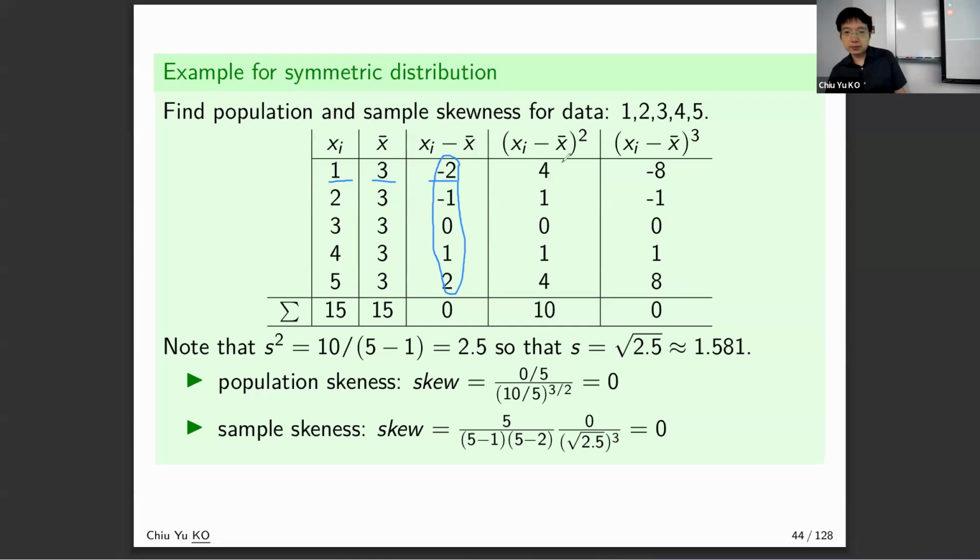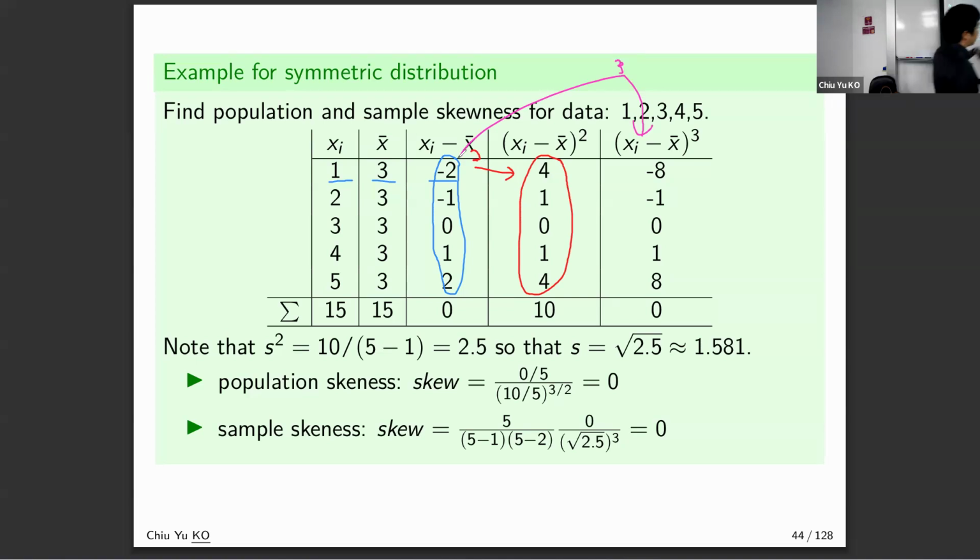The fourth column is the square. Go to this one: -2 is the square, and the sum of that is 10. Nothing new there. And look at the last column, which is raised to the power of 3. So -2 times -2 times -2 is -8.